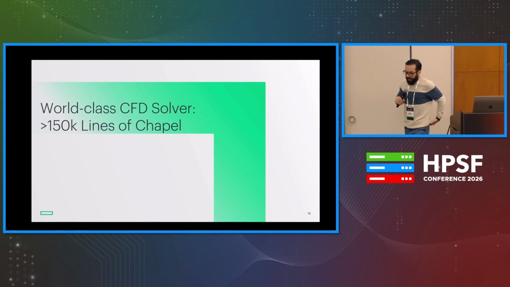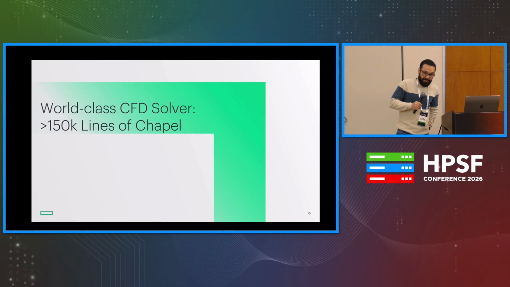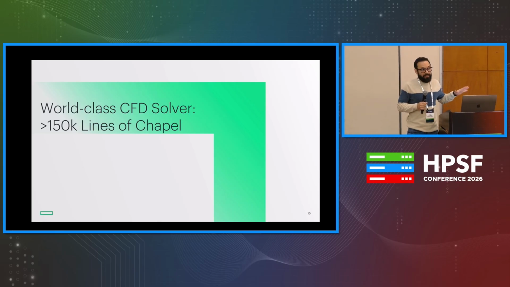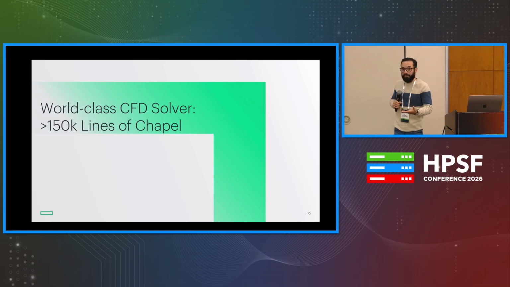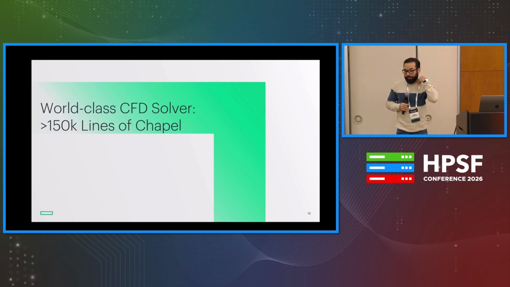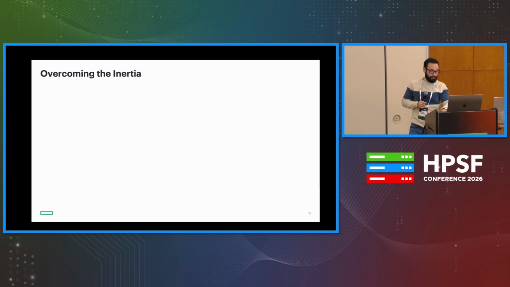The next application I have is a world-class, I'd like to call it, CFD solver. The other application was doing a lot of research in 300 lines of code, and this is on the other end of the spectrum. Last I checked, it was more than 150,000 lines of Chapel code. So it's a serious investment across multiple years and generations of developers.